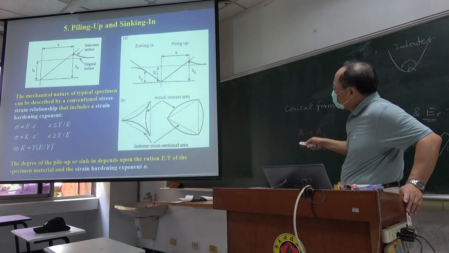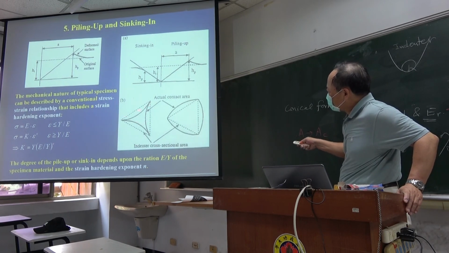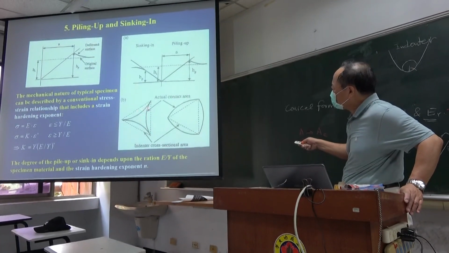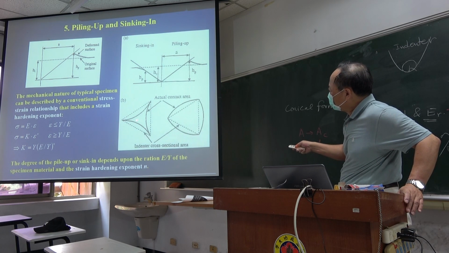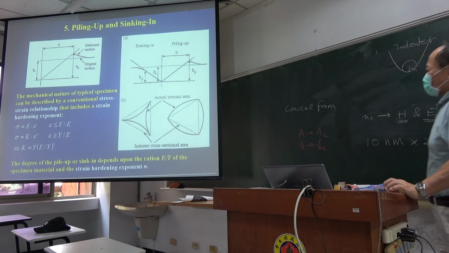you will find that your real contact area obtained in your real case is smaller than the ideal case. Your ideal case, the contact area predicted by the ideal case is much larger than the real contact area. This is in the sinking case.